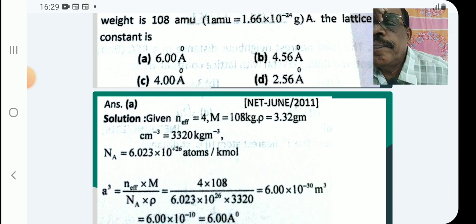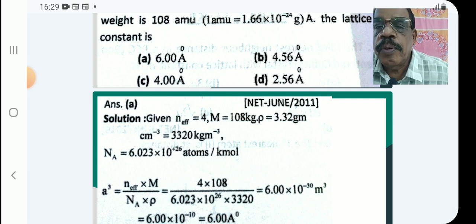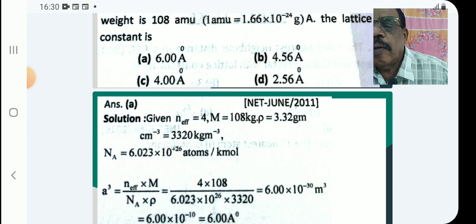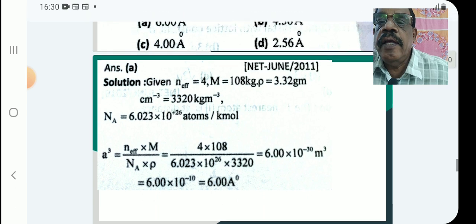The reason is given. The number of atoms in unit volume is 4. M is 108 kilogram, the molar mass expressed in kilogram, and rho is 3.32 gram per centimeter cubed, that is 3.32 kilogram per meter cubed in the units used. Avogadro number is 6.023 into 10 raised to 26 here. So you remember, it is easy to study.